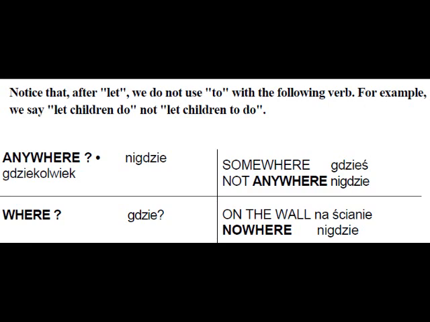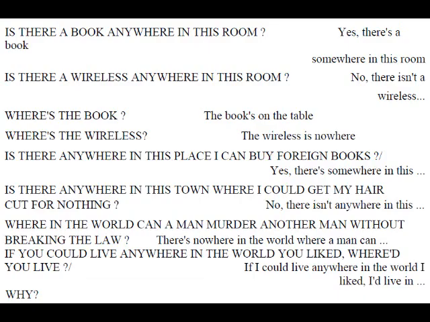Anywhere, somewhere, nowhere. Is there a book anywhere in this room? Yes, there's a book somewhere in this room. Is there a wireless anywhere in this room? No, there isn't a wireless anywhere in this room. Where's the book? The book's on the table. Where's the wireless? The wireless is nowhere.